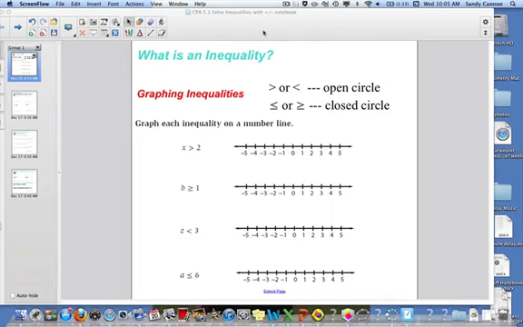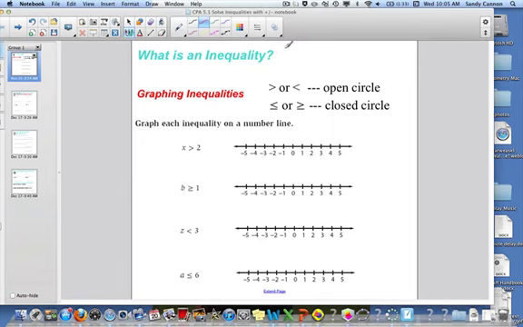Okay, chapter 5 is all about inequalities. So what is an inequality? An inequality is a symbol like this. It's a greater than, a less than, greater than or equal, or a less than or equal.